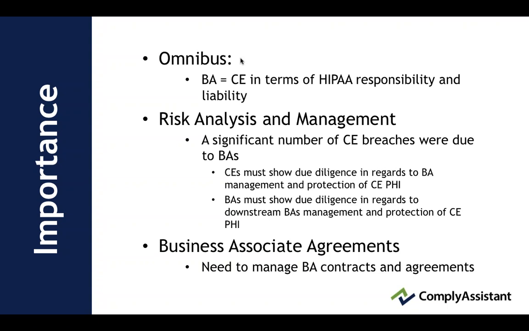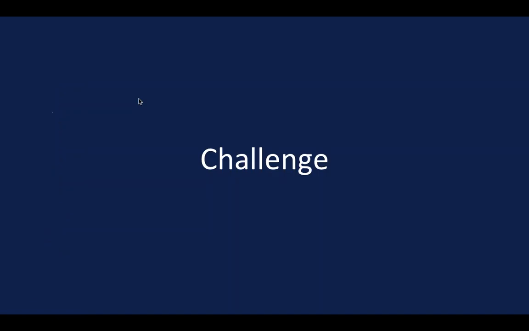A significant number of breaches, as I mentioned, were due to BAs, and therefore CEs must show due diligence in regard to BA management and protection of their PHI. And the BAs must also do the same for their downstream BAs, which could be subcontractors that work for their covered entity clients, and they also need to protect the covered entity's PHI. There are also the business associate agreements that come into play, and covered entities need to manage those, and so do BAs for their downstream, from both a contract standpoint and a business associate agreement standpoint.